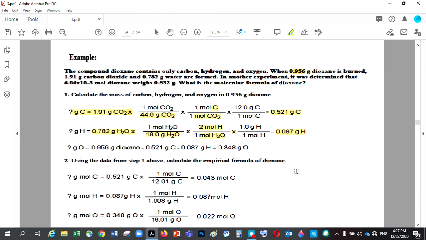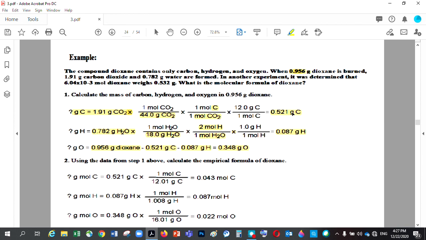Now I get hydrogen and carbon, and the total here is 0.95. This is the total of dioxane here, minus the grams of carbon, minus the grams of hydrogen. I get the grams of oxygen. So now I have those three, I have all those three, the whole thing.